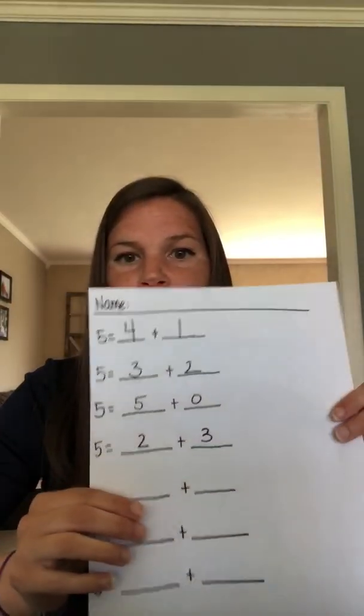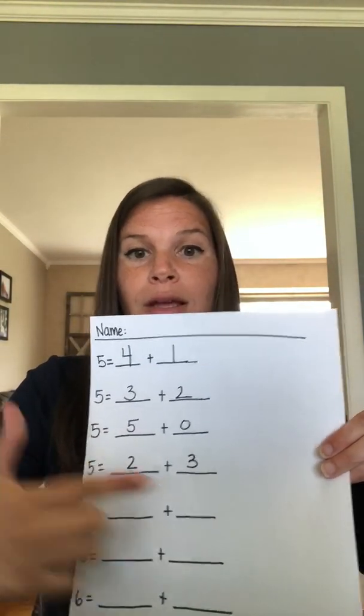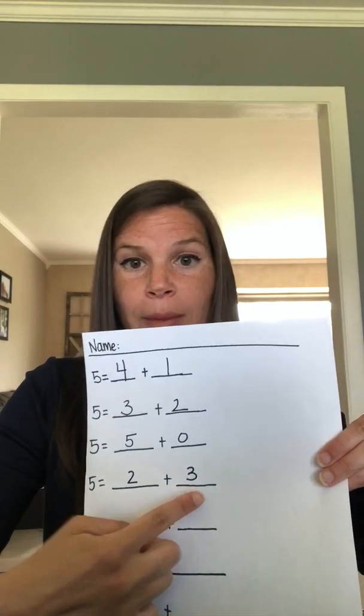Write your sentence. Let's see if ours match. Are you ready? Your sentence should say 5 equals 2 and 3. I showed you 2. 3 was behind my back. Yay! Hopefully that was fun.